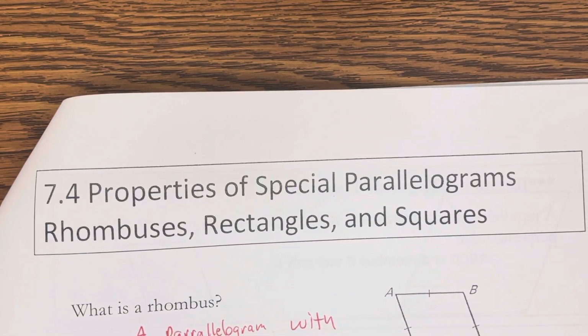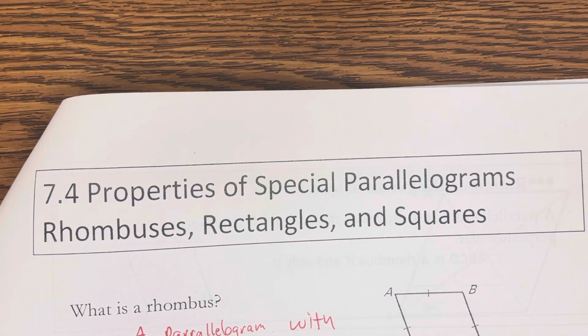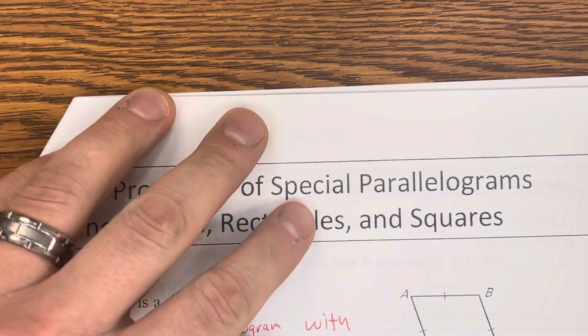All right, Mr. Ahmed here for 7.4. Goal for today is to work with parallelograms that are special. And these special parallelograms include rhombuses, rectangles, and squares. Before we do that, just want to go over a brief recap of everything we know about a parallelogram.